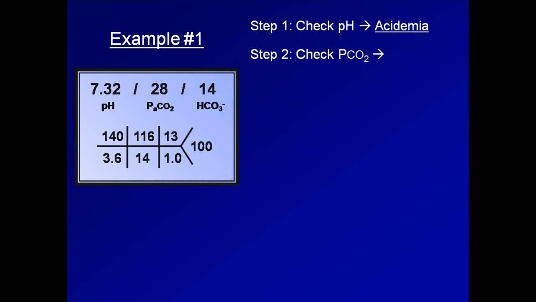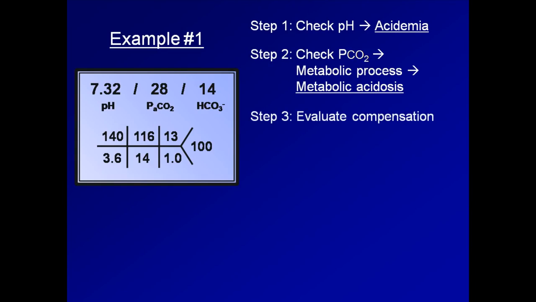Since the PCO2 is deranged in the same direction as the bicarb, the process is metabolic, and thus a metabolic acidosis. From the last lecture, you know that step number 3 is to evaluate compensation. For a metabolic acidosis, we use Winter's formula, which asks whether the measured PCO2 is approximately equal to 1.5 times the bicarb plus 8. 1.5 times 14 is 21, plus 8 is 29, so yes, the equation holds true. We conclude that we have appropriate compensation.